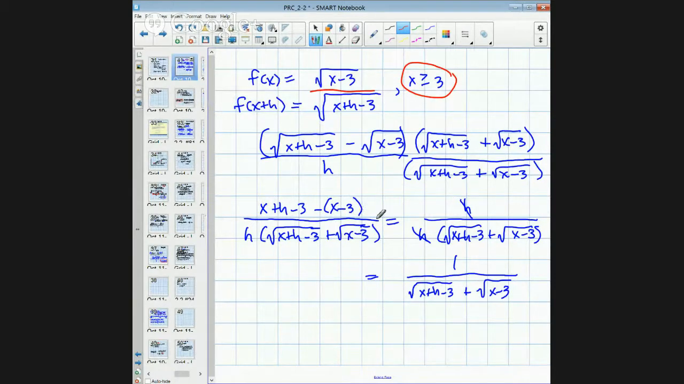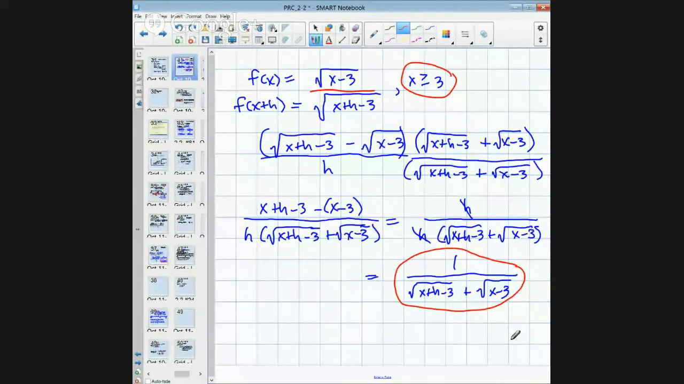The bad news is you now have junk on the bottom. You see how the roots wind up on the bottom? But that's okay. Because you notice, by the way, if you simplify the top, x minus x, goodbye x, negative 3 minus a negative 3, goodbye negative 3. All that's left on top is an h. And look, the h's cancel. And there it is. There is your difference quotient.